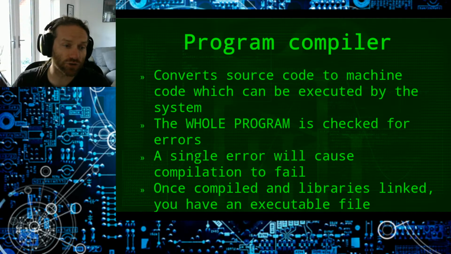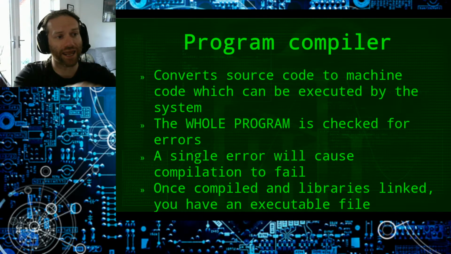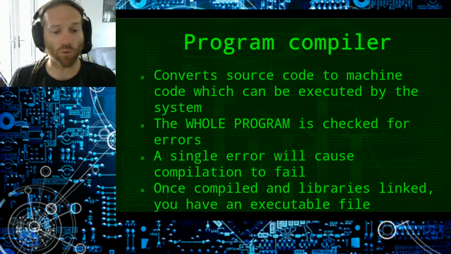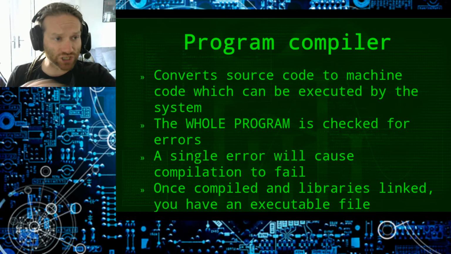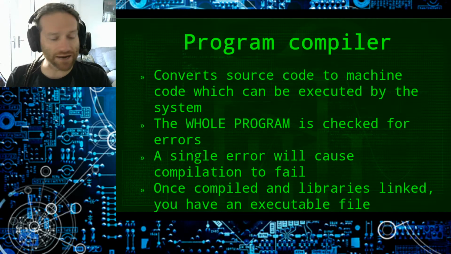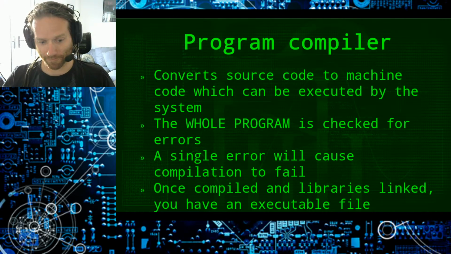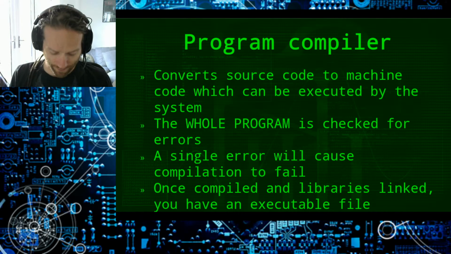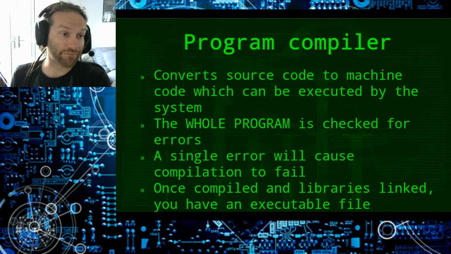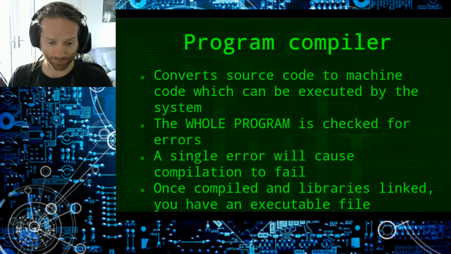But instead of doing it line by line and running it as it goes along, it converts the entire program at once, right? So it checks the whole program for errors. If there's a single error anywhere in that program, it's going to say, nope, ain't working. And in most compiled languages, you'll find that that single error, time and time again, will be a missing semicolon on the end of the line.